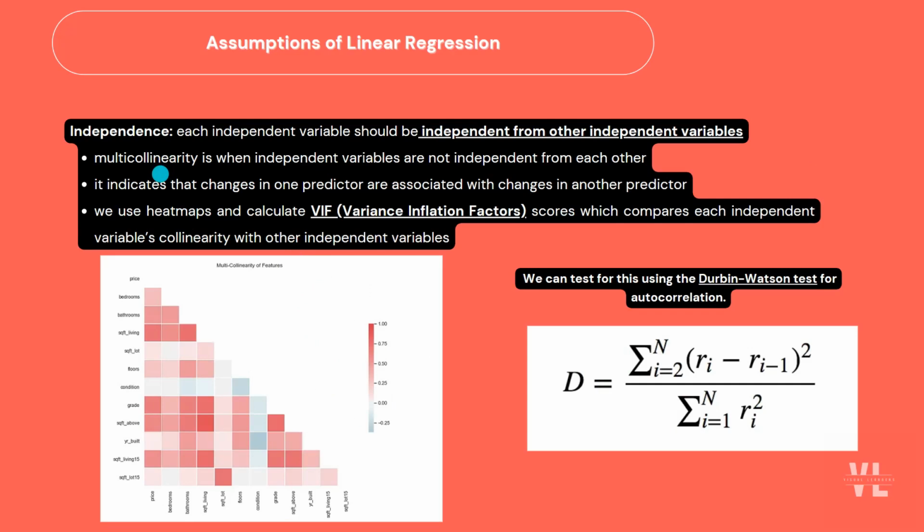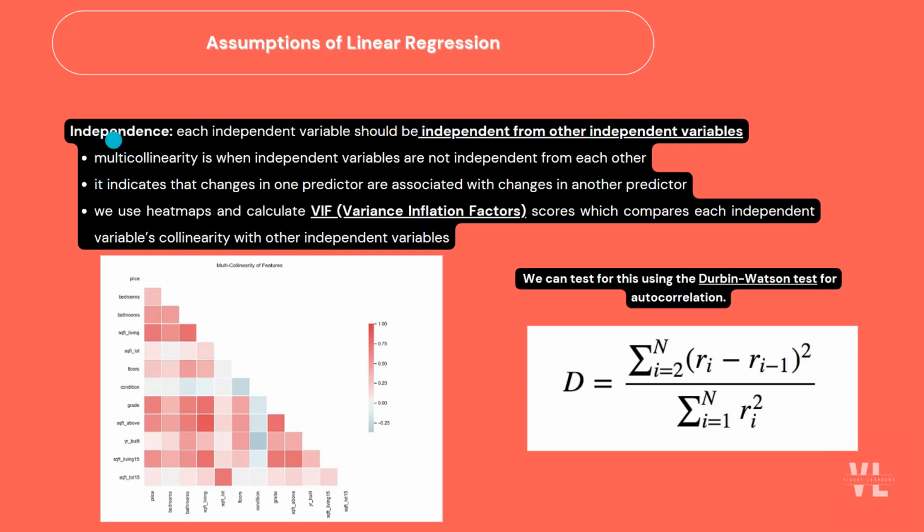The third assumption that we need to consider for a linear regression model is independence, and each independent variable should be independent from other independent variables. The variables that we are predicting are called dependent variables, and the variables that we are using to make the prediction are called independent variables.